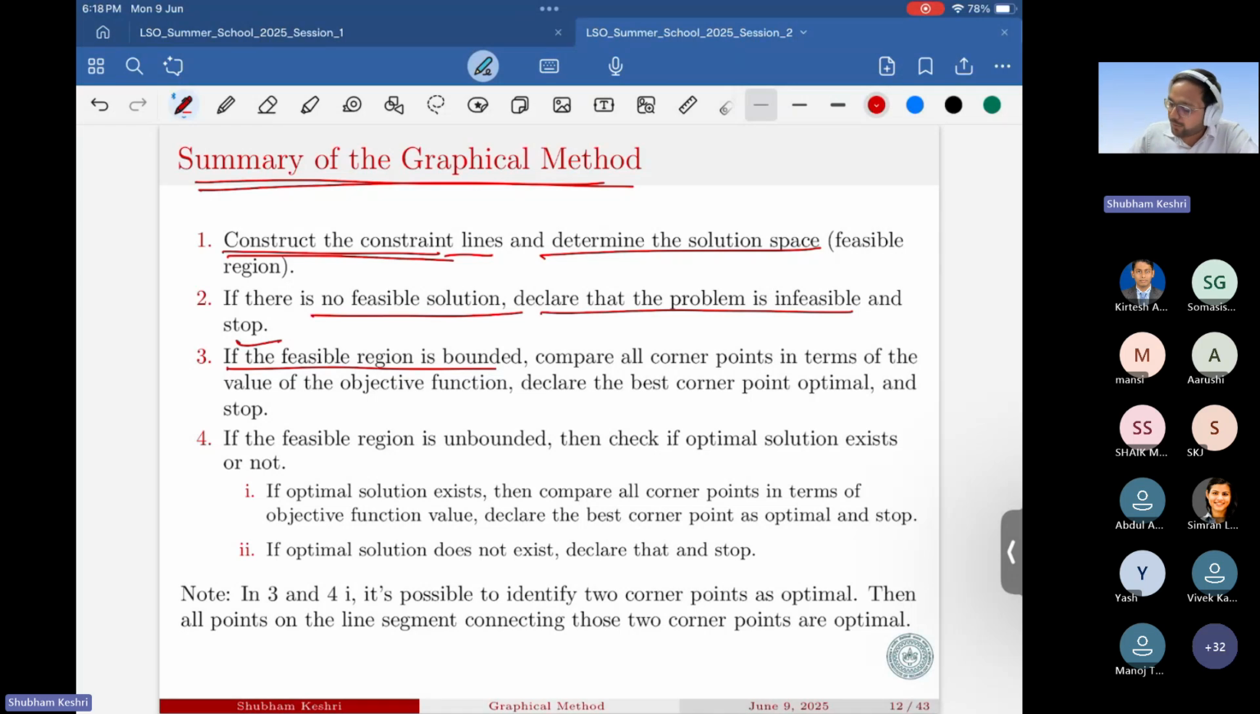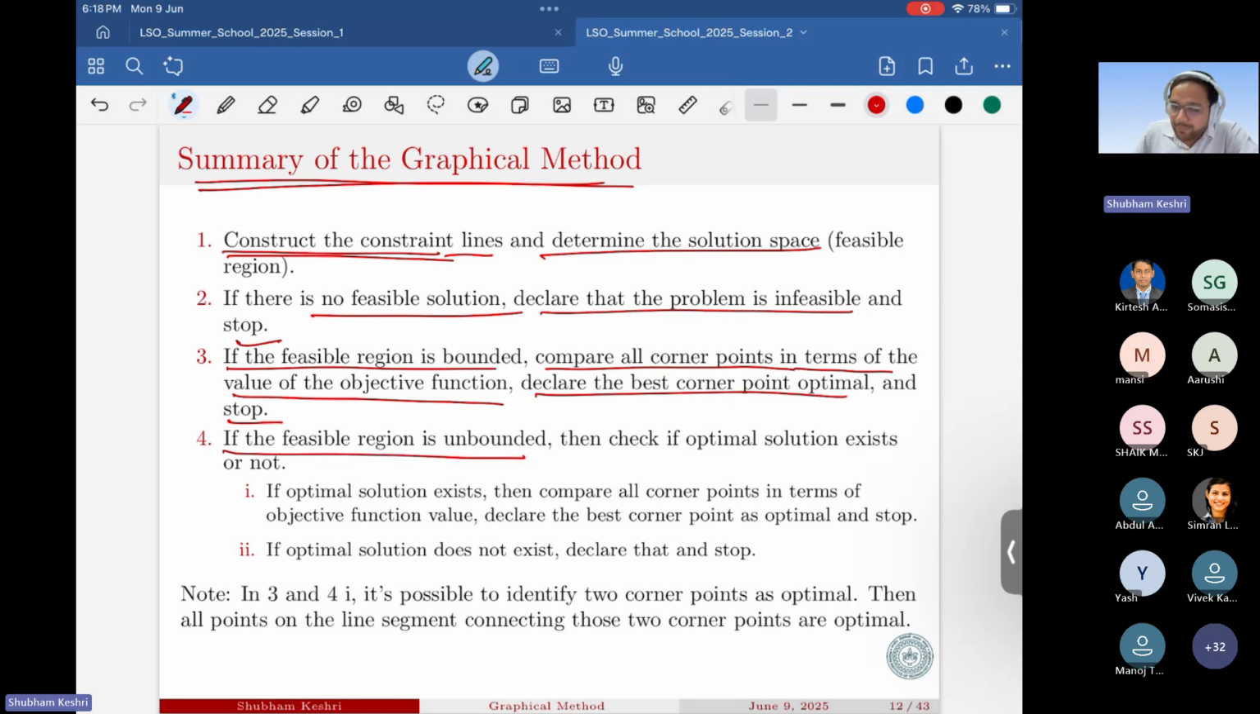If the feasible region is bounded, compare all corner points in terms of the objective function value. Declare the best corner point optimal and stop. So if the feasible region is bounded, you check each of the corner points and see which has the best objective function value. And then you declare that solution as the optimal solution and you stop.